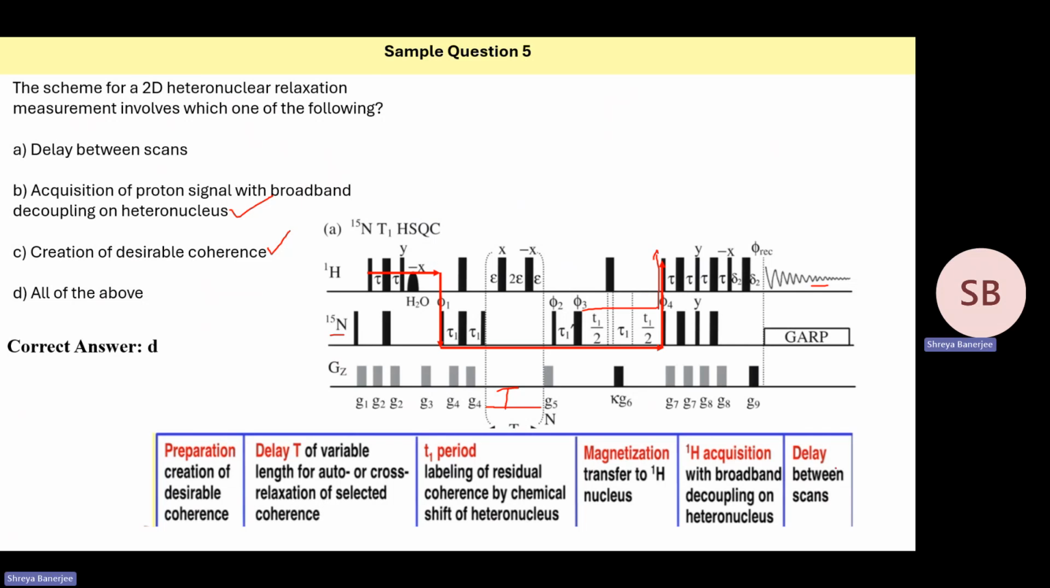And finally, there is a delay between the scans, because you have to allow the magnetization to come back to equilibrium before you repeat the experiment. So all A, B, C are all part of the scheme of the 2D heteronuclear relaxation experiment. So the correct answer is D, that is all of the above.